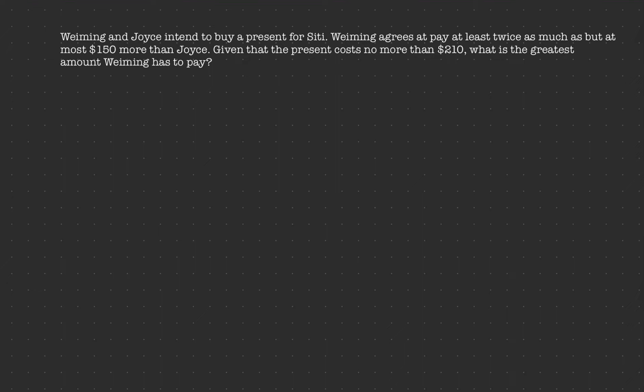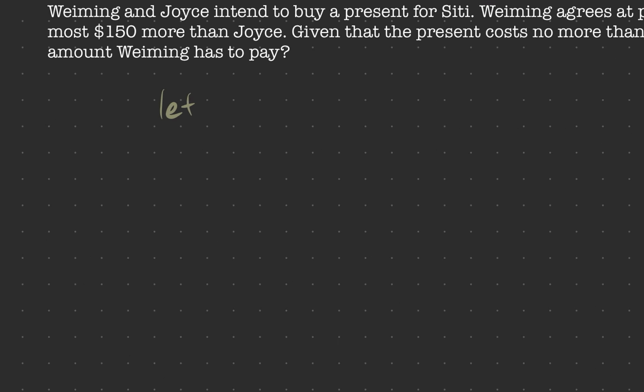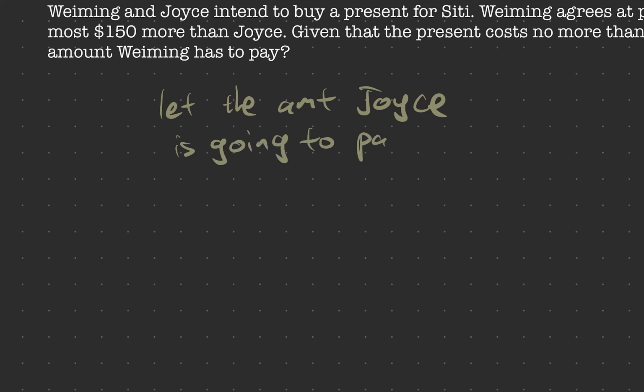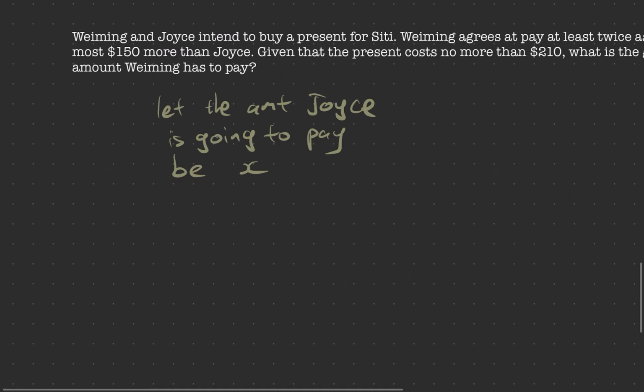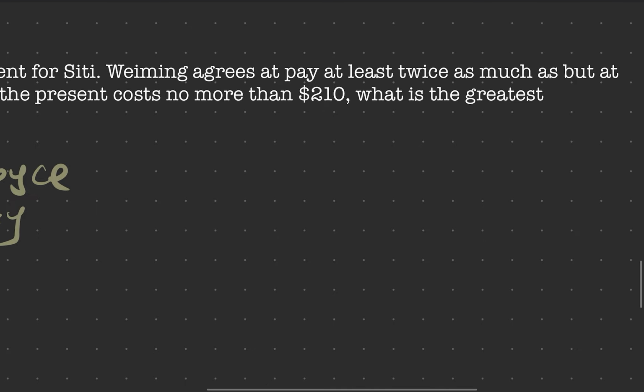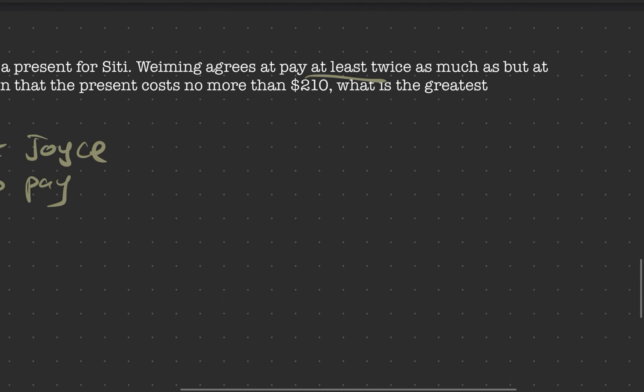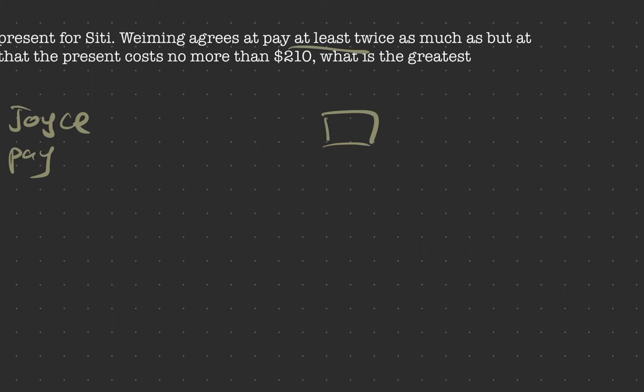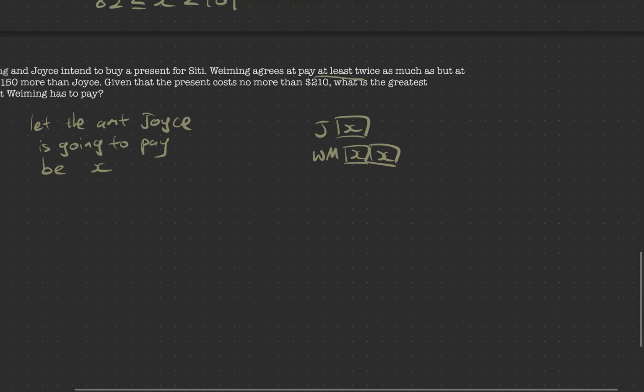Alright, for this one, let the amount Joyce is going to pay be x. So Joyce will pay x dollars. Over here Wei Ming is willing to pay at least twice as much, so we know that the least amount Wei Ming has to pay is just 2x. That's the least amount they have to pay.